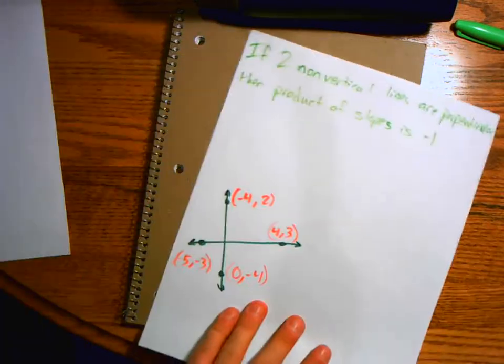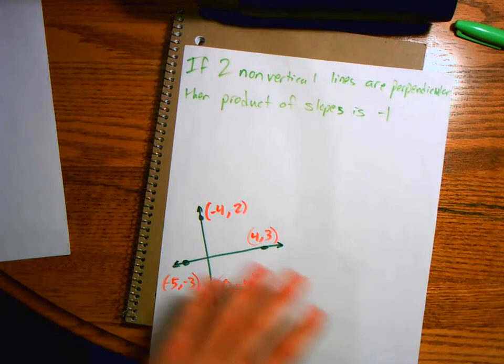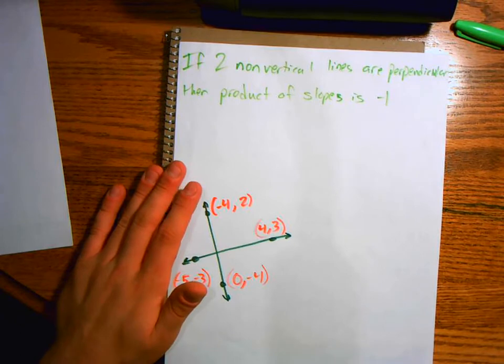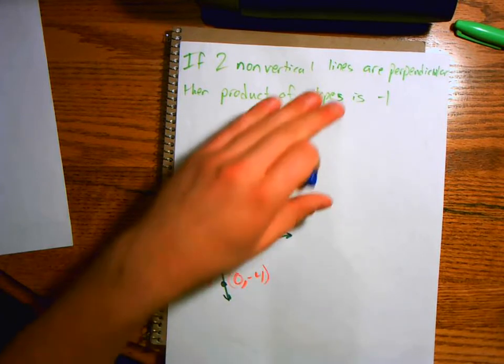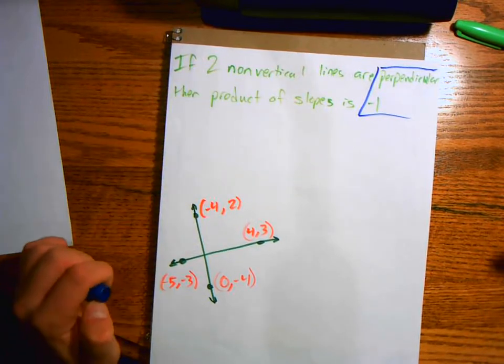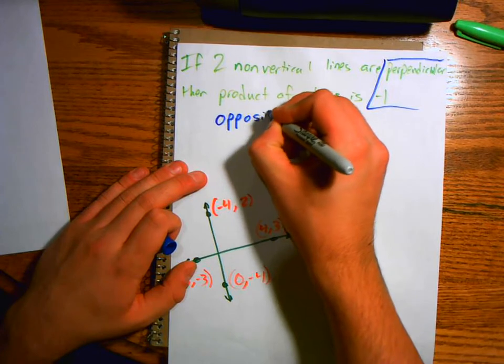Now flipping over to perpendicular lines, if you have two non-vertical lines that are perpendicular, their product is equal to -1. So multiplying them together, they equal -1. But the words that I want you to associate with perpendicular is opposite reciprocal.